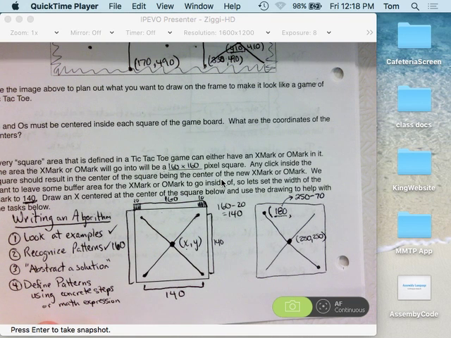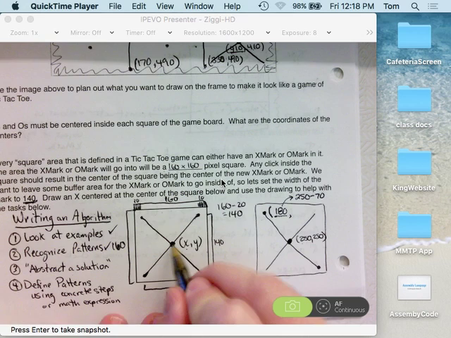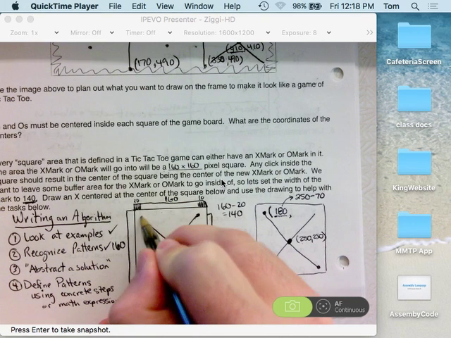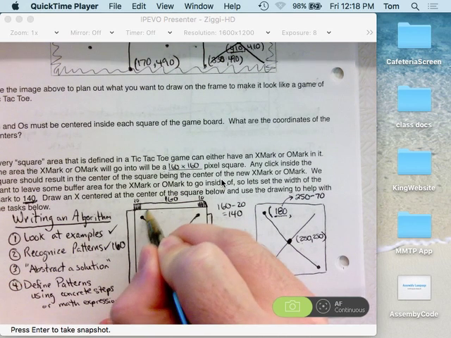Yeah. What's that pattern? Subtract 70, okay? So now you've abstracted a solution. Now we can define this pattern by writing a math expression. So if I know that this is x, then this x coordinate is going to be what?